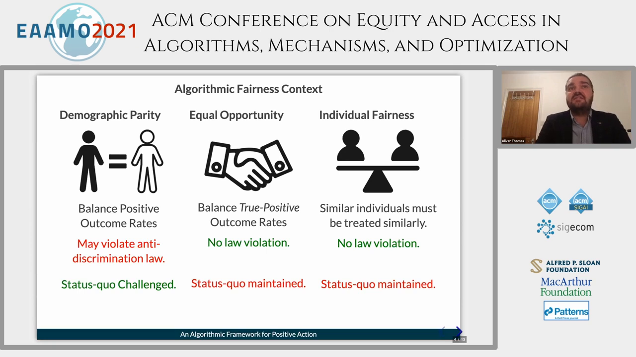Although demographic parity is intuitive and immediately challenges the status quo, its blind application may lead to the violation of anti-discriminatory laws. Equality of opportunity and individual fairness, on the other hand, don't have this problem, but they are status quo preserving. There is, of course, a caveat here that as the definition of similar and individual fairness changes, there can be striking effects on the outcome.